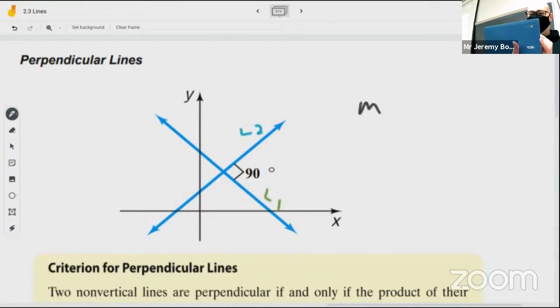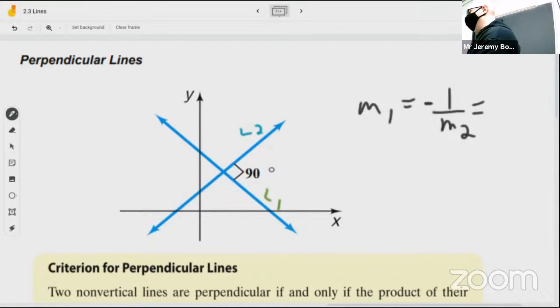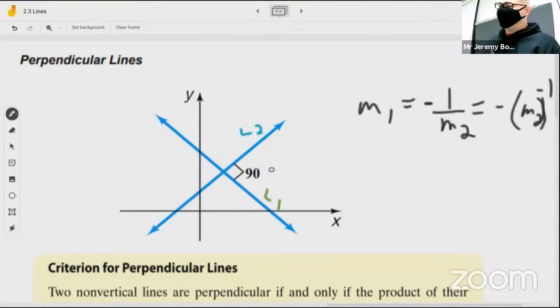Then the slope of one is equal to the negative reciprocal of the other slope. Or another way to write it is it's negative, that's the slope raised to the -1 power. So I think of it that way. So it's the negative reciprocal. People say flip it, change the sign. That's fine if it helps you remember it, but the actual term is the negative reciprocal.